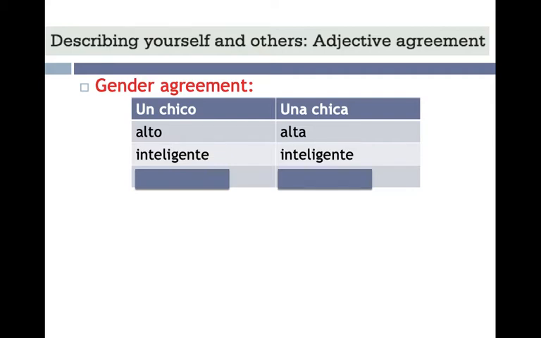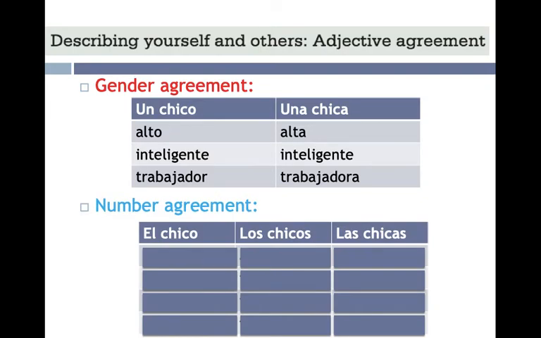And we learned that when we were talking about joven and grande, when we were talking about our descriptions at the very beginning of the chapters, we started to talk about adjectives. And what about a hardworking boy? Un chico trabajador. Remember what happens to trabajador? If it's una chica, trabajadora. And we're going to go over these rules in just a moment. So that's gender agreement, agreeing in masculine and feminine. What about number agreement? We have el chico, los chicos, and las chicas.